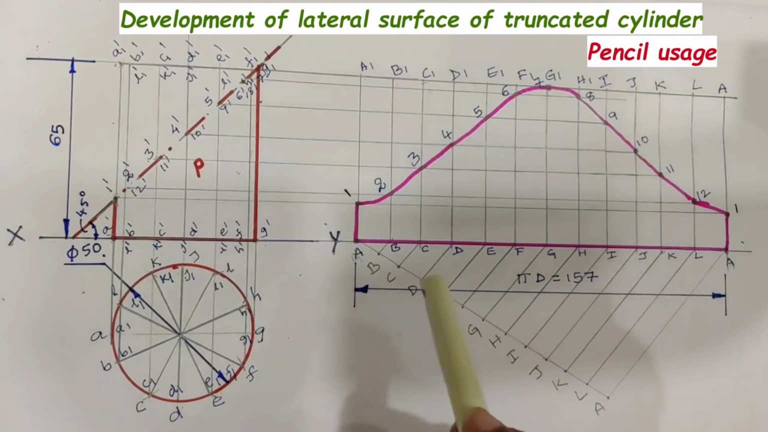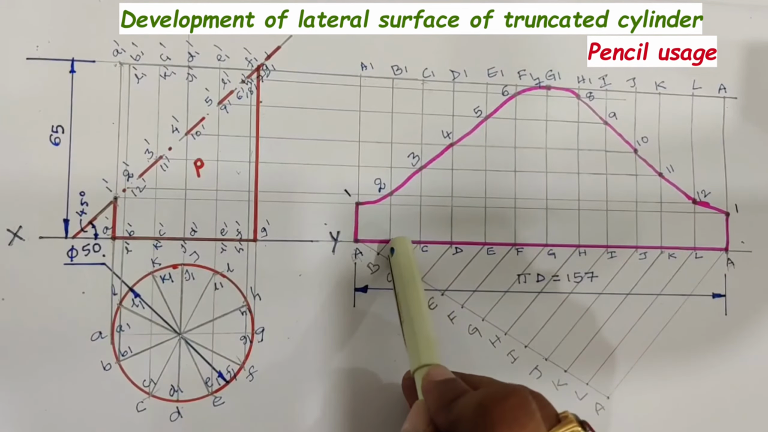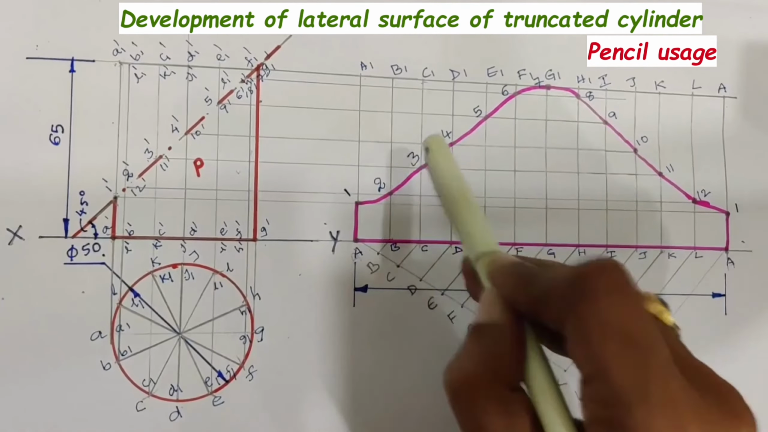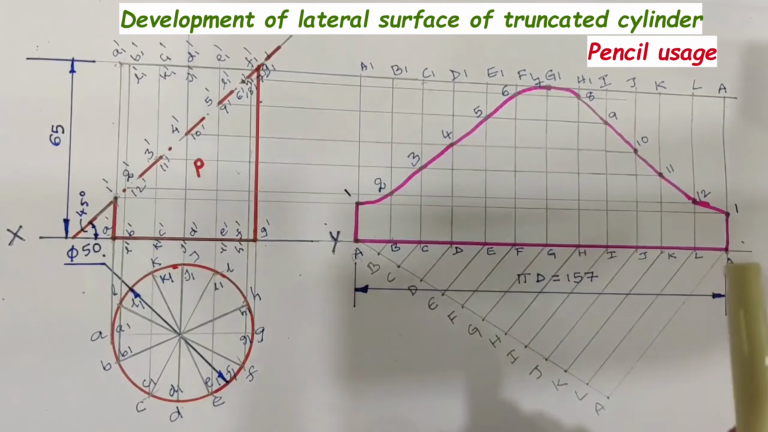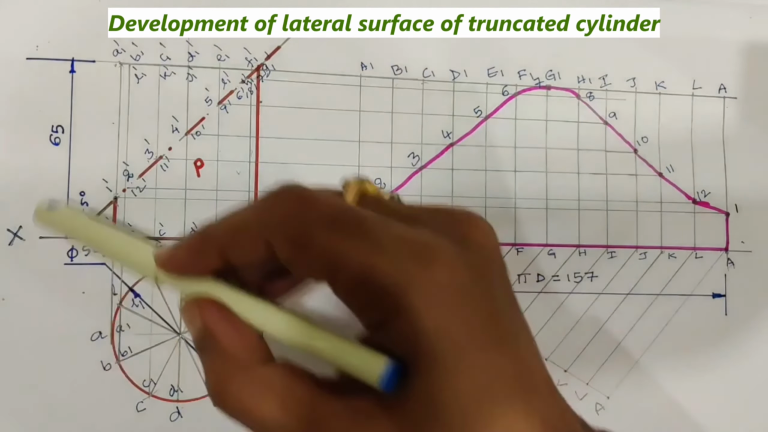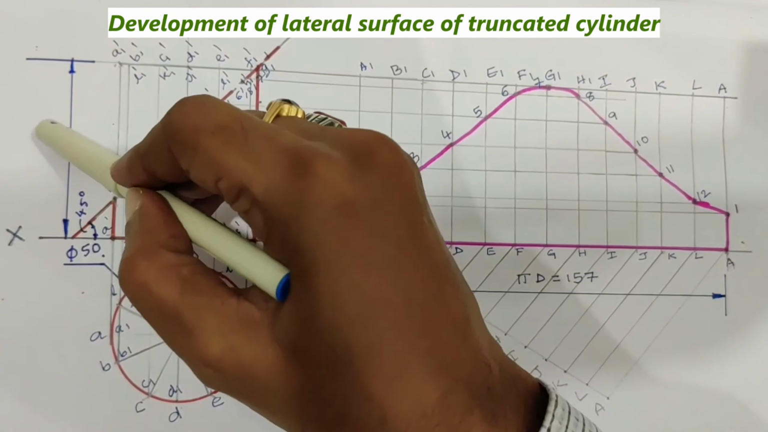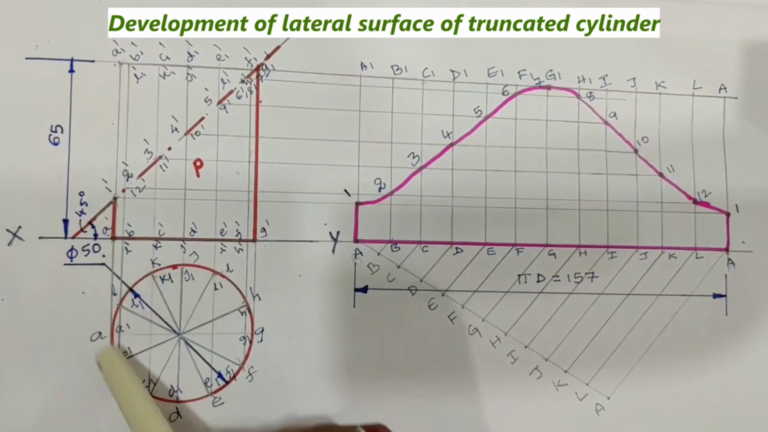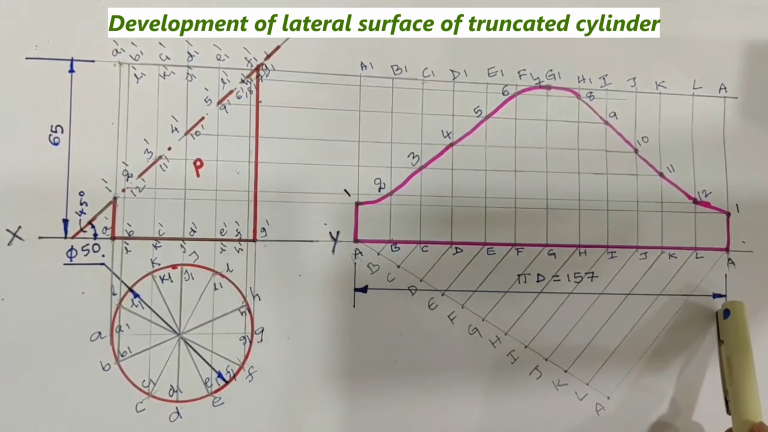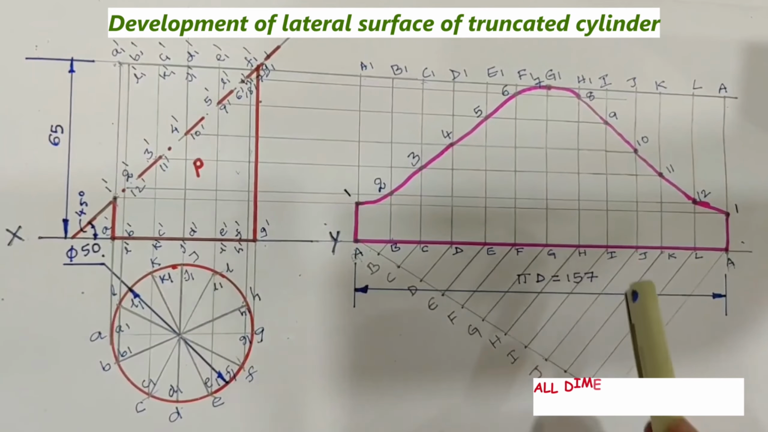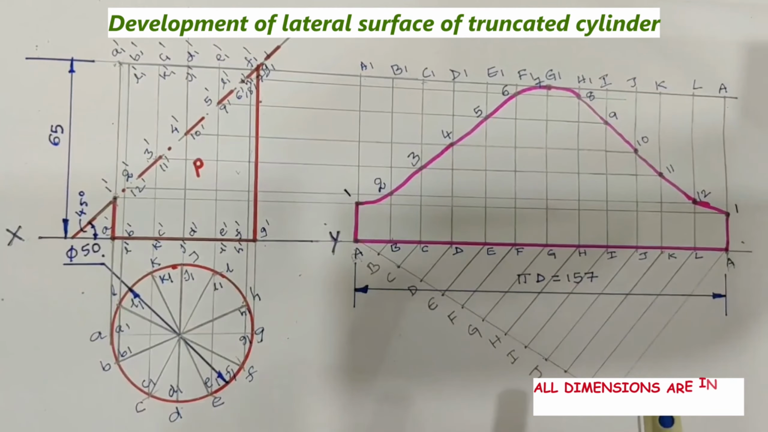And make a note, don't darken the B to 2, C to 3, D to 4, E to 5, etc. lines in the final development. The axis height of the cylinder is 65 mm, the base circle diameter of the cylinder is 50 mm, and the circumference of the base circle of the cylinder is equal to 157 millimeters. Here all these dimensions are in millimeters.